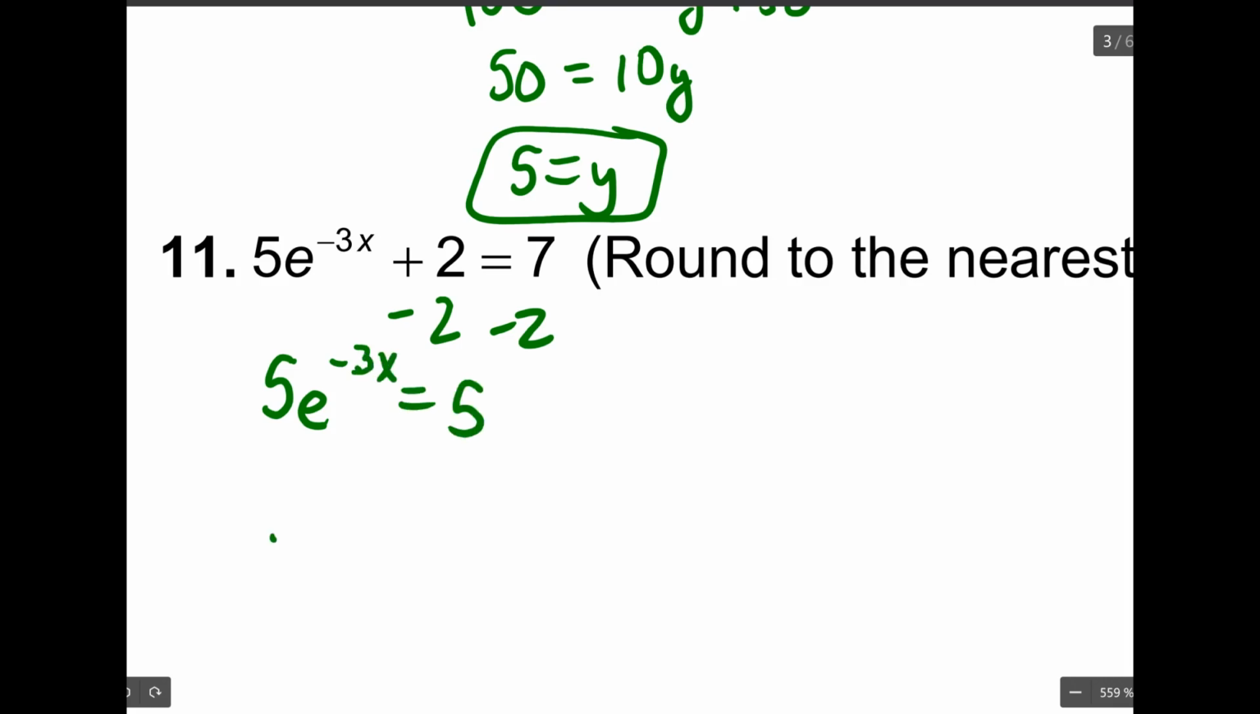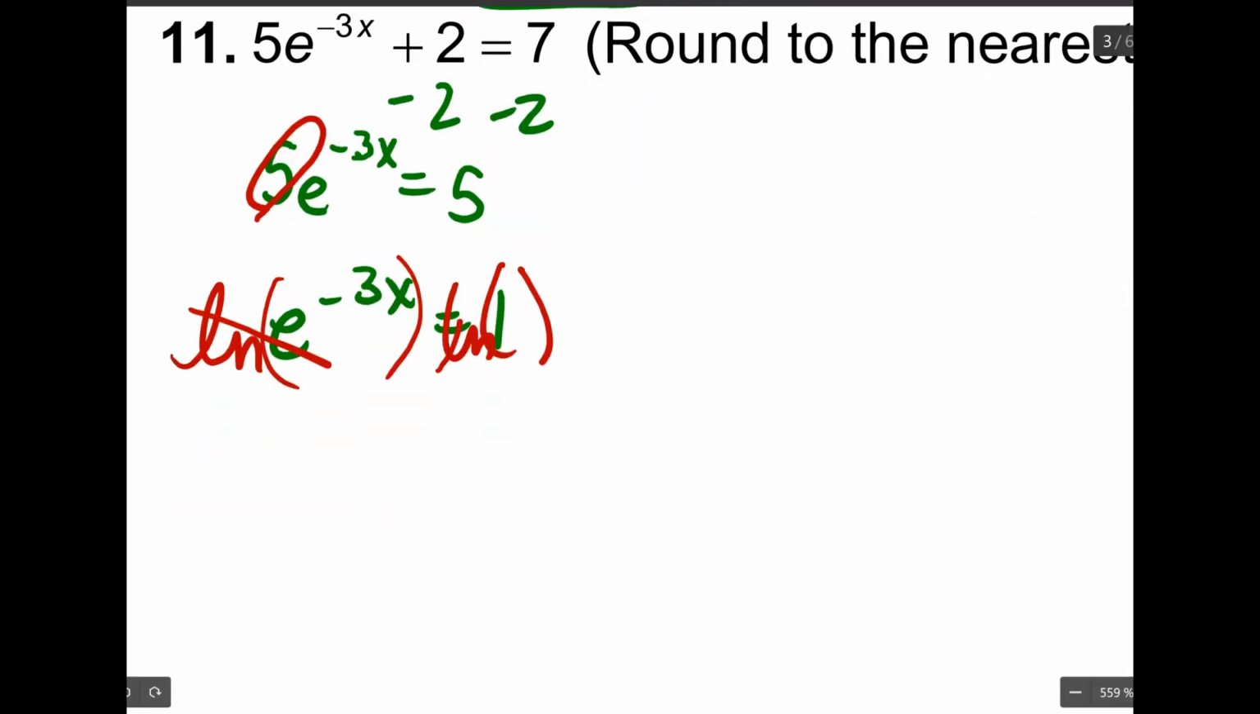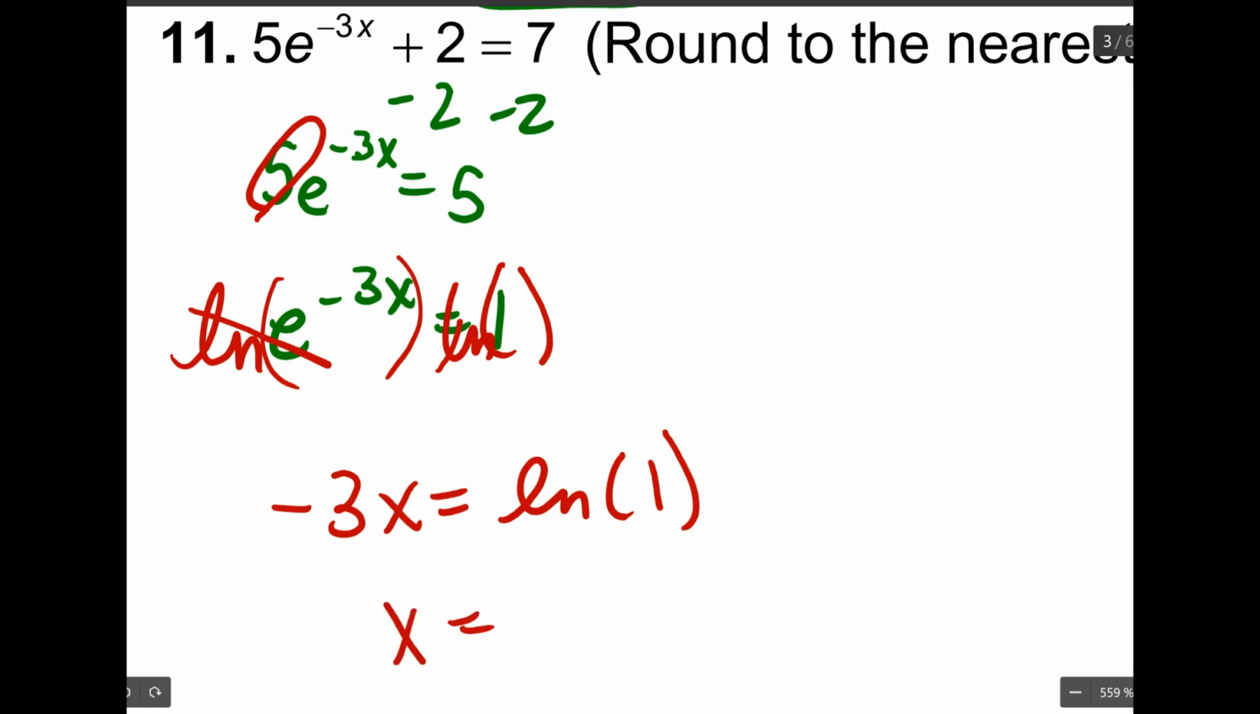Then we do both sides by ln. Yep. Take ln of both sides. Because I had that coefficient of 5 right here I wanted to get rid of. So then you would eliminate and it'd be negative 3x equals ln of 1. So x is equal to ln of 1 over negative 3.